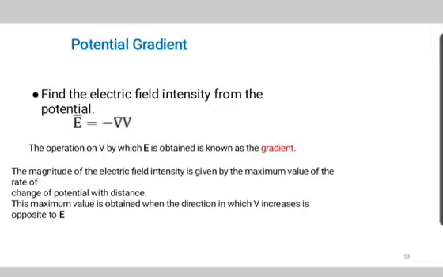Now potential gradient means what? It is defined as the change in potential with respect to distance, and it is denoted by E and measured in volt per meter. So E is equal to dV by dL.